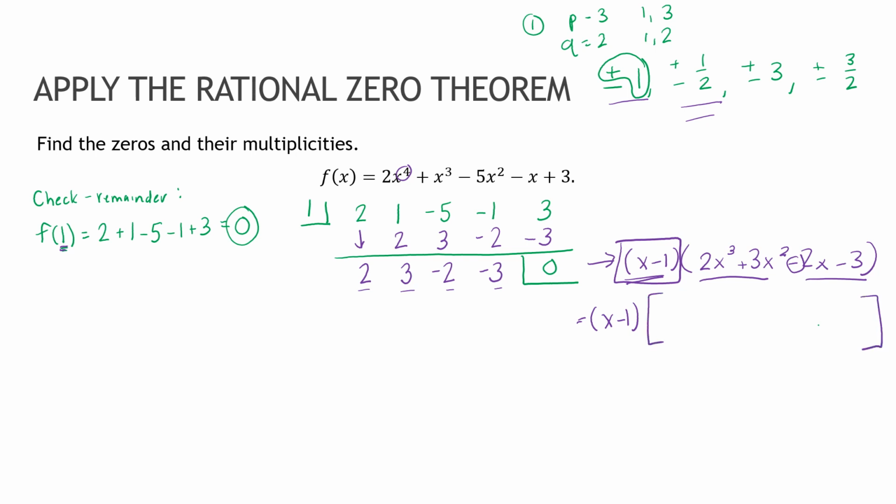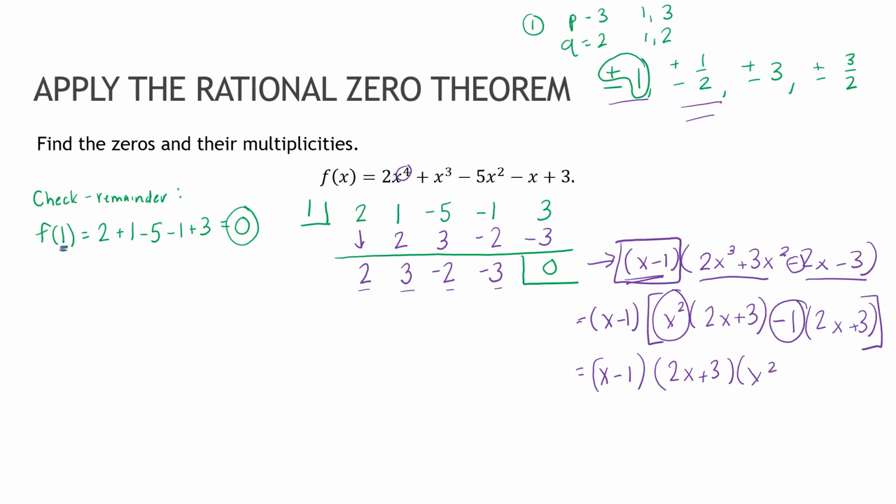2x cubed minus 3x squared. I'm going to take an x squared out of both of those, leaving me with 2x plus 3. I'm going to put my minus in the middle. Nothing comes out of 2x and 3 except for 1, but it's a minus 1. So that changes minus 2x to positive 2x and minus 3 to positive 3. If you'll notice, this does factor by grouping. So I have x minus 1. The stuff on the inside turned into 2x plus 3 and x squared minus 1. Hopefully we can see that x squared minus 1, I'm going to just recopy this.